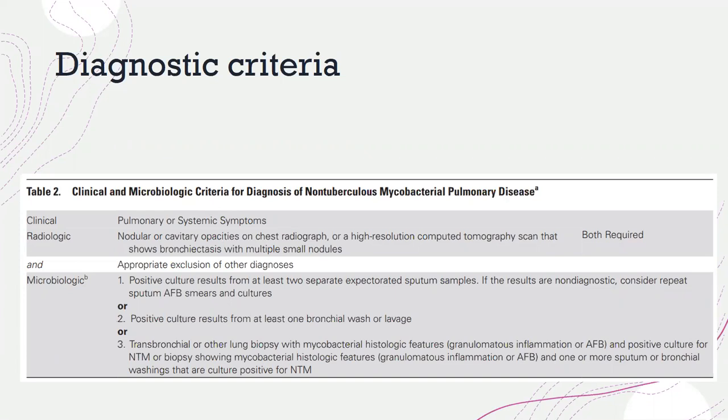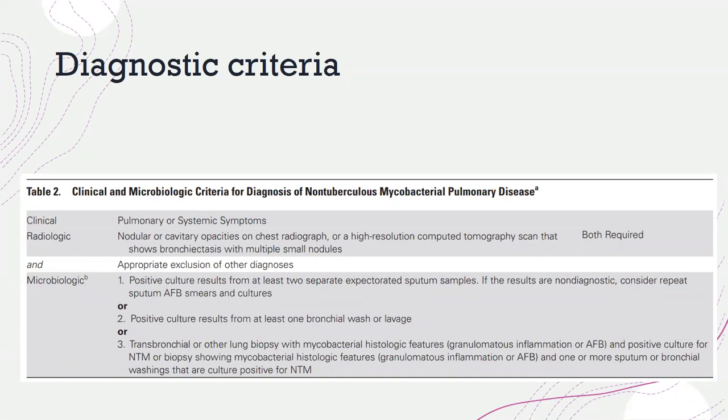Number one, you have to have clinical evidence of disease. So you have to have pulmonary or systemic symptoms. You have to have radiological evidence, so nodular or cavitary opacities on either chest radiograph or CT. And then something that's very important that I'll go into a little bit more detail is actually the microbiological evidence.